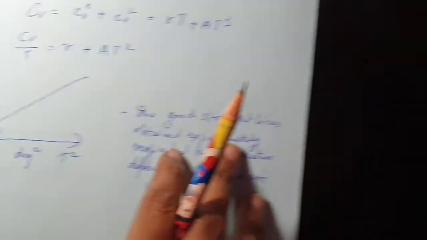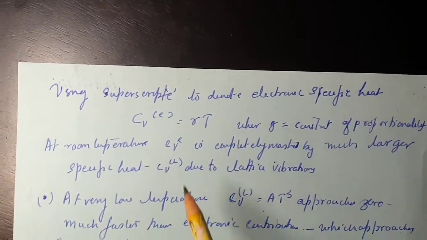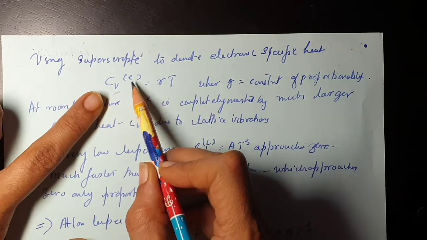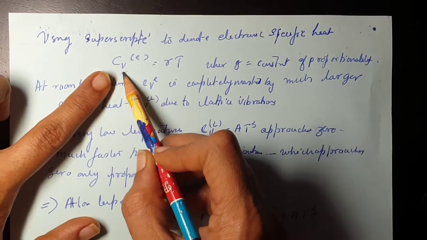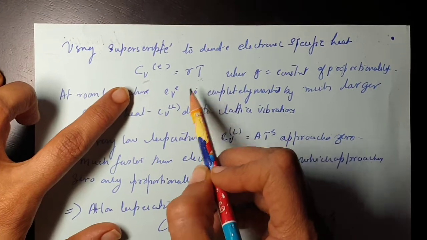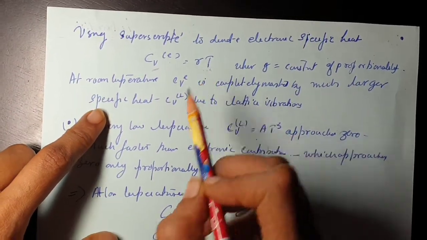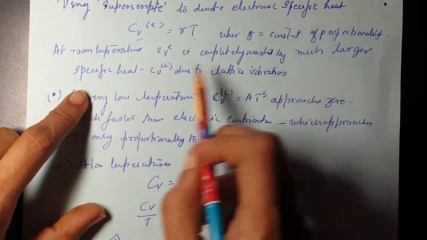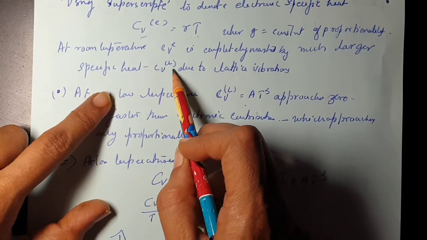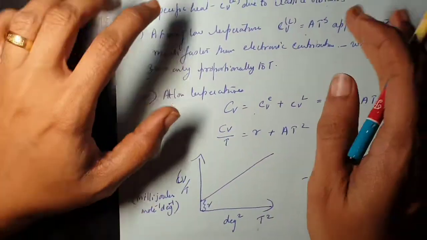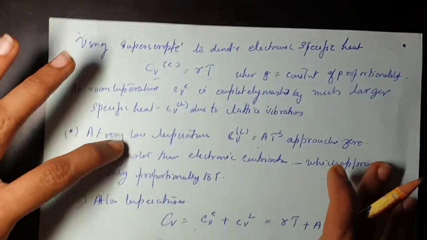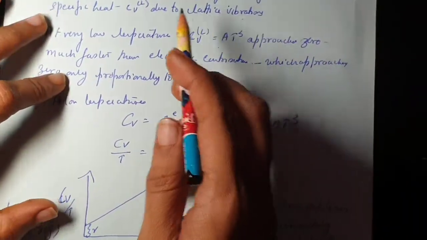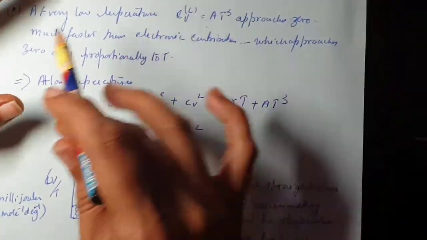Now, as I said before, because it is temperature dependent, I am writing the electronic specific heat CV as equal to a constant times temperature, gamma T, where gamma is called the constant of proportionality. At room temperature, CV is completely masked by a much larger specific heat CVL. What is CVL? It is due to lattice vibration. At room temperature, because of the higher temperature, the lattice vibrates, and because of that the electronic component of the specific heat is completely masked.